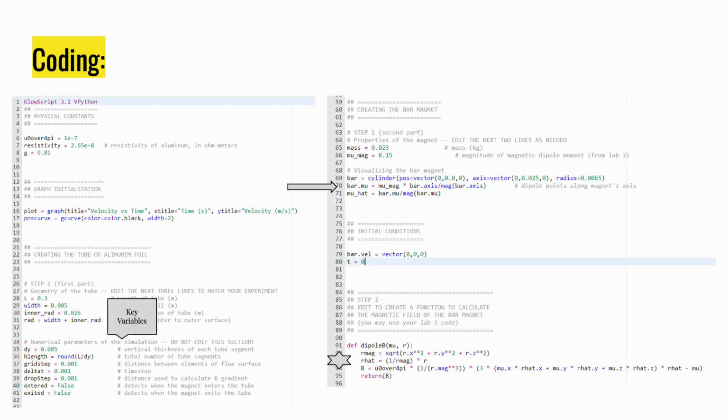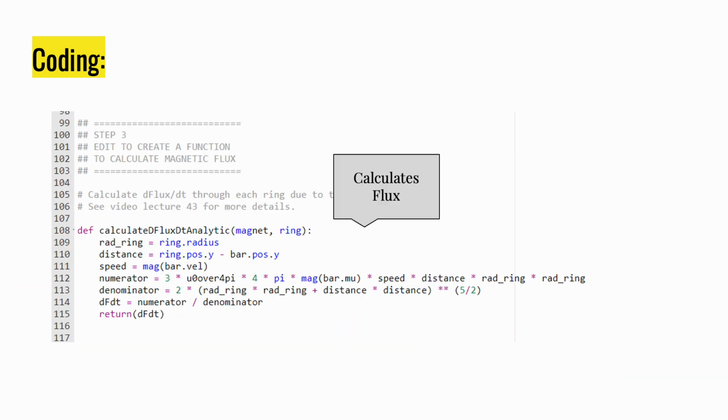The computational model required defining variables like gravitational acceleration, magnetic dipole moment, magnet dimensions, tube geometry, and resistivity. These parameters provided the basis for accurately simulating the magnet's behavior. The simulation also involved calculating magnetic flux through each ring in the aluminum tube. Flux was calculated by integrating the magnetic field over the cross-sectional area of each ring as the magnet passed through. Using GlowScript, the model incrementally computed induced currents and forces at small time steps. This approach allowed precise modeling of the magnet's acceleration and velocity as it moved through the tube.